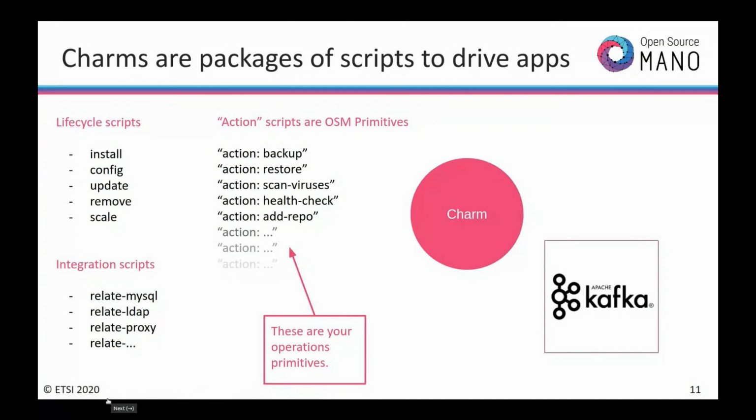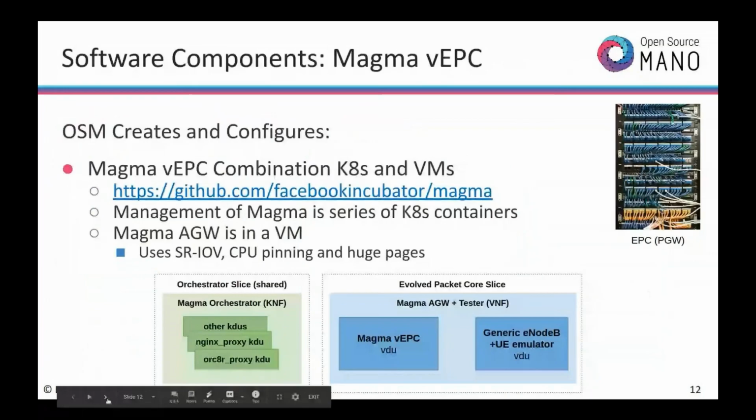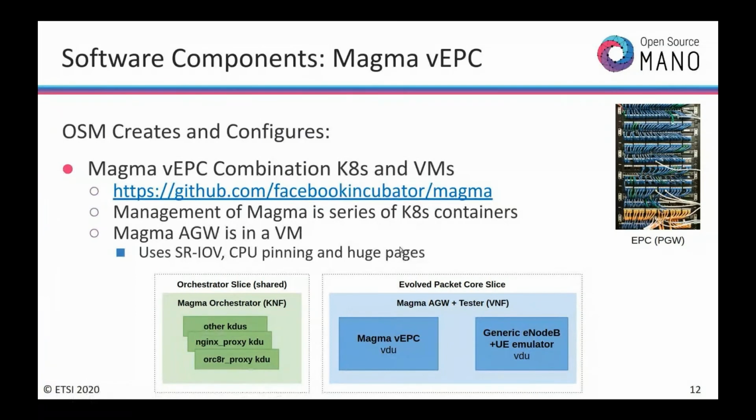Okay, going through the week overview, OSM is going to create and configure a combination of Kubernetes and VMs to provide the Magma functions. One thing that will happen later this week, we're going to show how OSM can manage SR-IOV, CPU pinning, and huge pages. These are lower level functions for hardware acceleration.